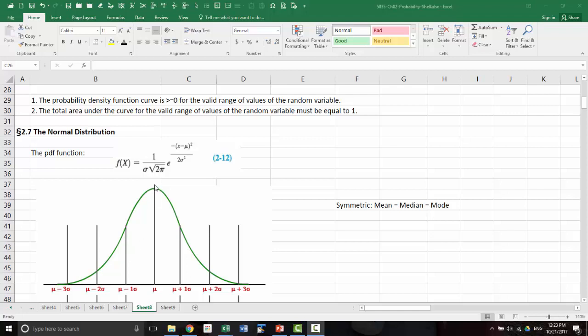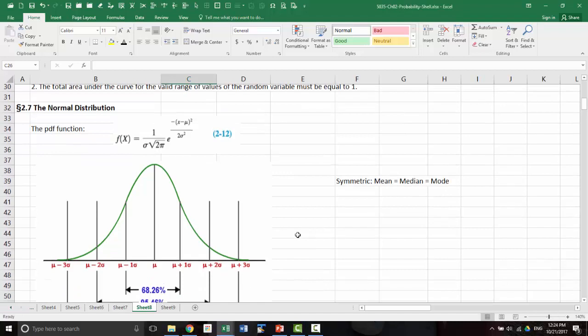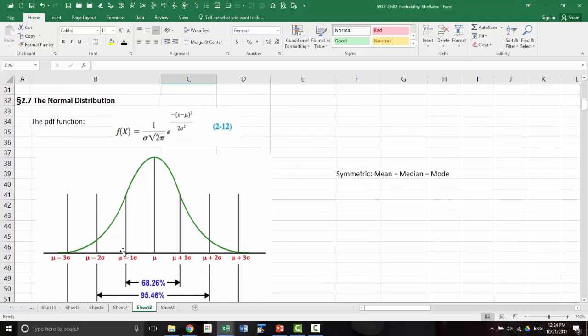One is that it is symmetric around the center. The center is going to be the mean of the probability distribution. That's called mu. Mu represents the population mean. What you see on the left is a mirror image of what you see on the right. So it is a symmetric distribution.